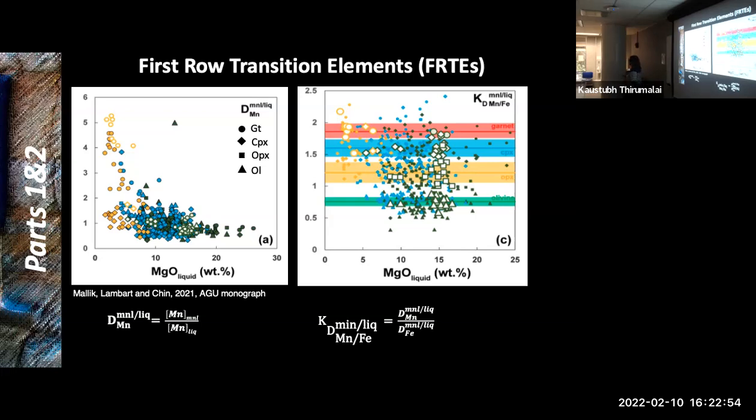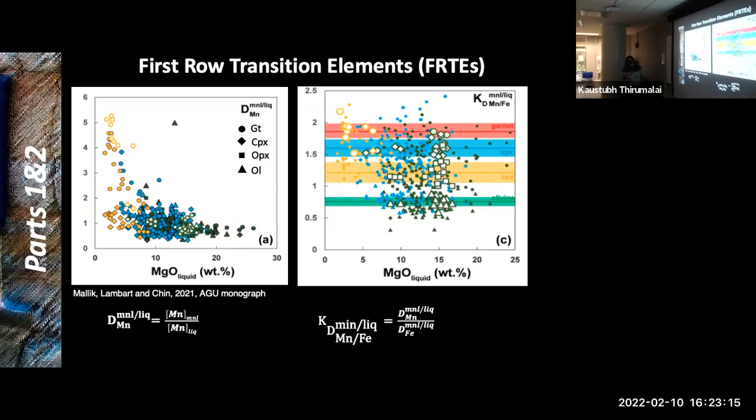So what this is telling you is actually that the exchange coefficients are not dependent on composition. And by the way, they are not dependent on temperature either, because the MgO concentration in your melt is a proxy for the temperature of the mantle.